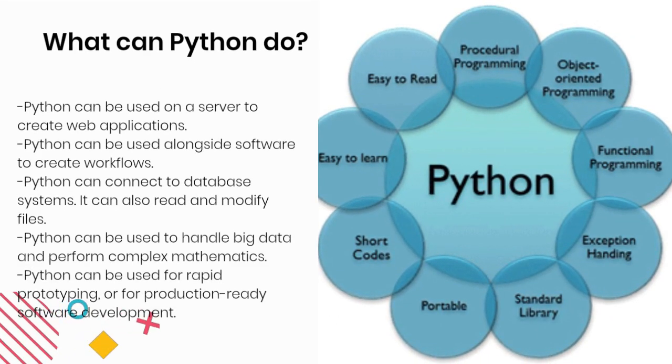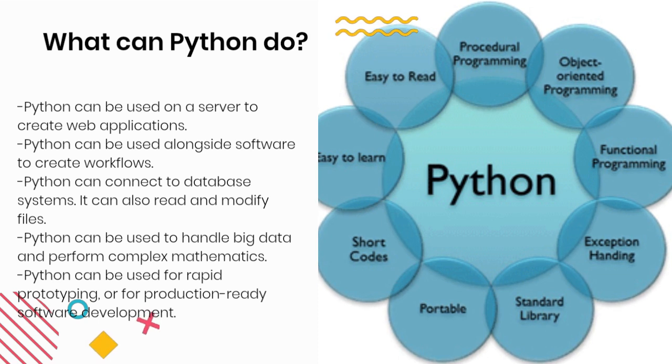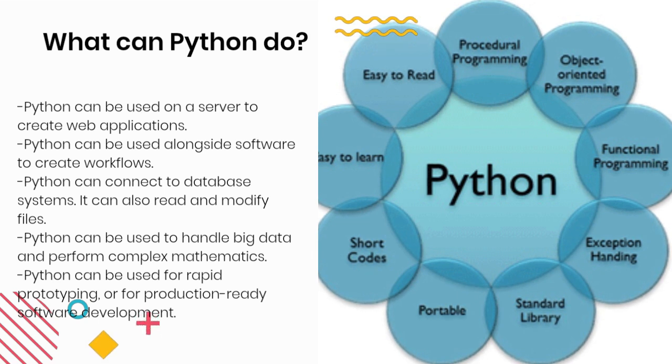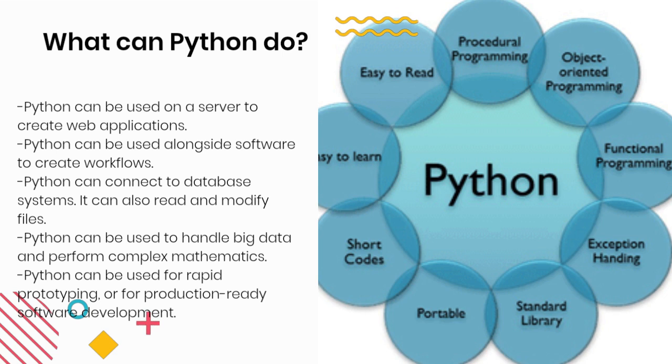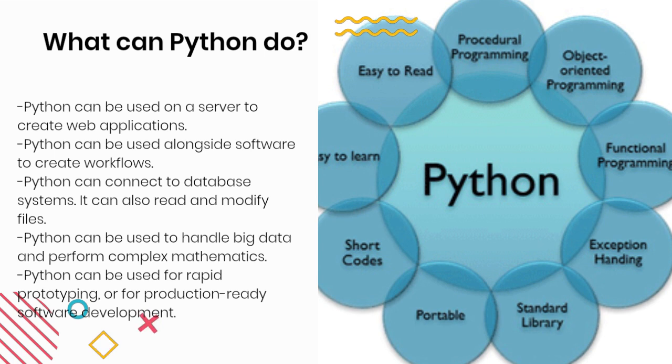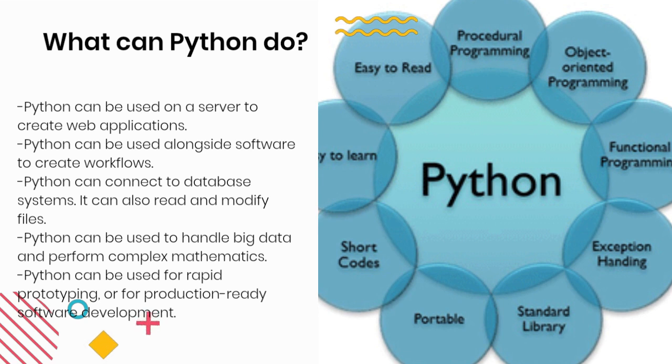As you all know, Python is a very powerful language. Now let's discuss what Python can do. Python can be used on a server to create web applications. Python can be used alongside software to create workflows. Python can connect to database systems. It can also read and modify files. Python can be used to handle big data and perform complex mathematics. Python can be used for rapid prototyping or for production ready software development and many more. It is not limited to it.